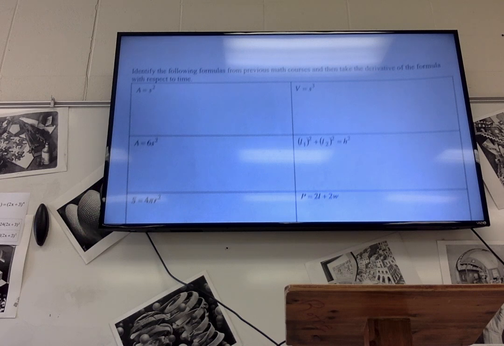Identify the following formulas from previous math courses. Okay, A equals S squared. What is that? Area. Of a what? Side squared. Yep. Area of a square. What about volume equals S cubed? It's the volume of a cube. Yep.